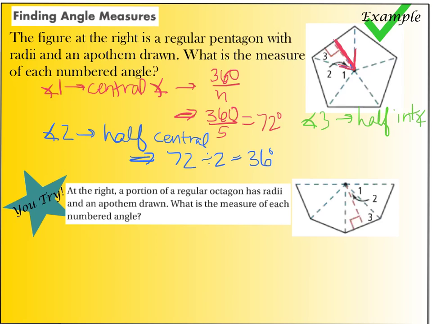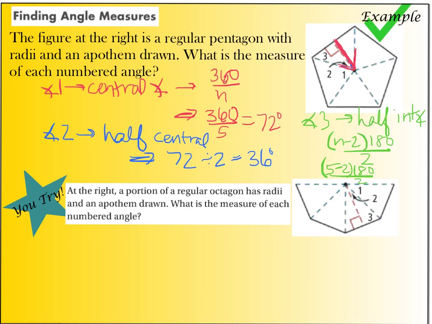And we had a formula for interior angles. It was n minus 2 times 180 divided by n. So we need to figure out what that is and then cut it in half again. So we're going to take 5 minus 2 times 180 divided by 5. We get 3 times 180 divided by 5.